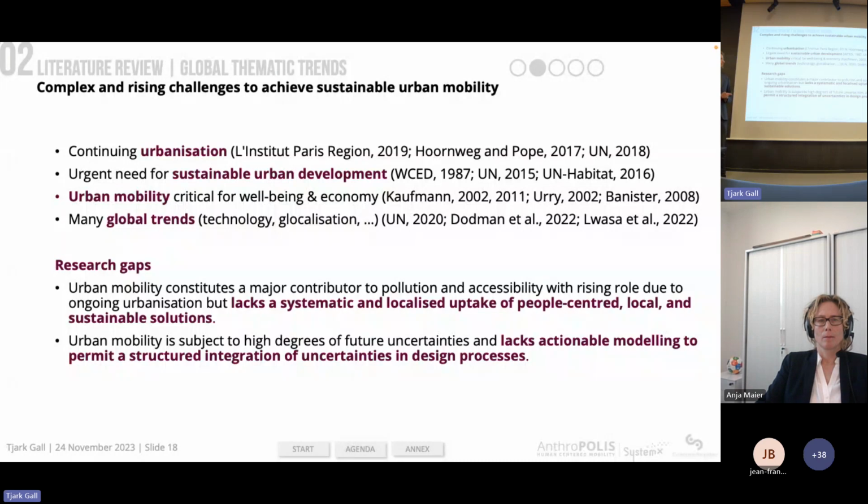We have a lack of systematic and localized uptake of people-centered, local, and sustainable solutions. So it looked a little bit more or less like we knew what the problem was. We knew that some of the solutions were there, but we didn't know how to implement them. So this is one of the gaps. The second one is the high degree of future uncertainty and the question of how we can integrate this in a structured way in these processes.